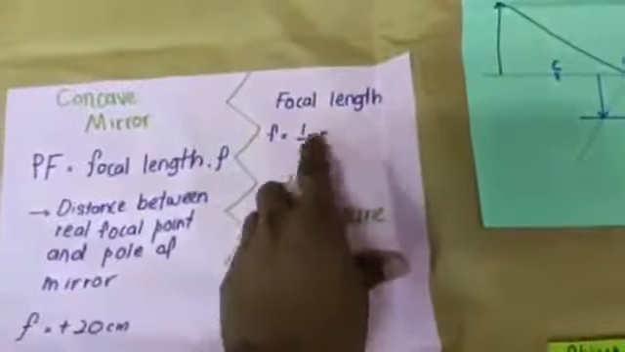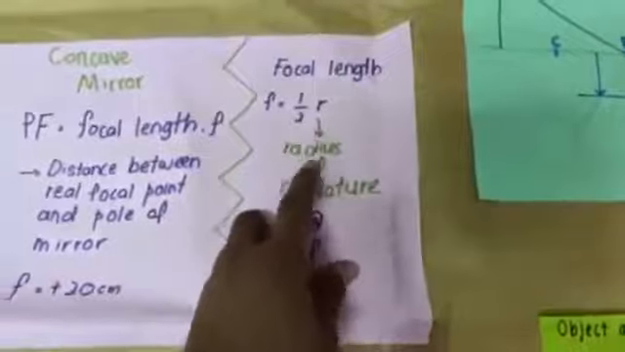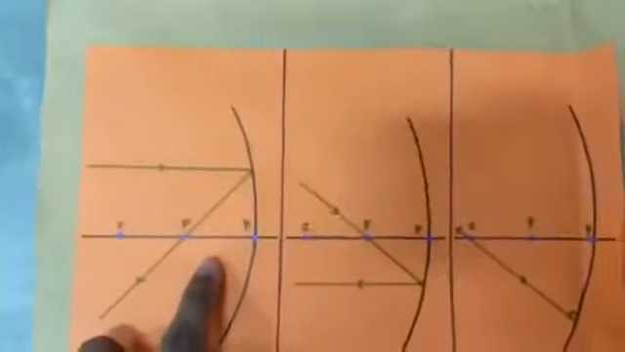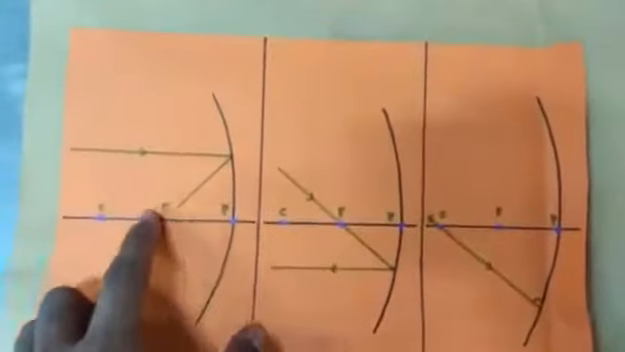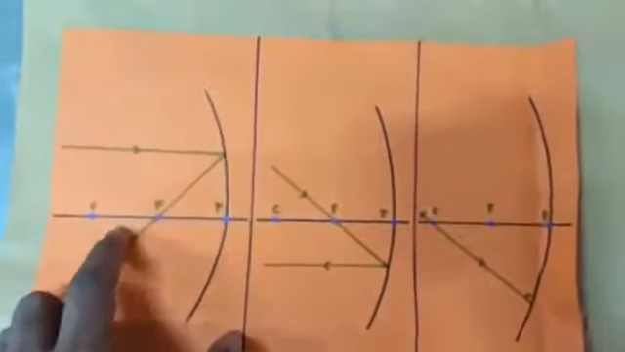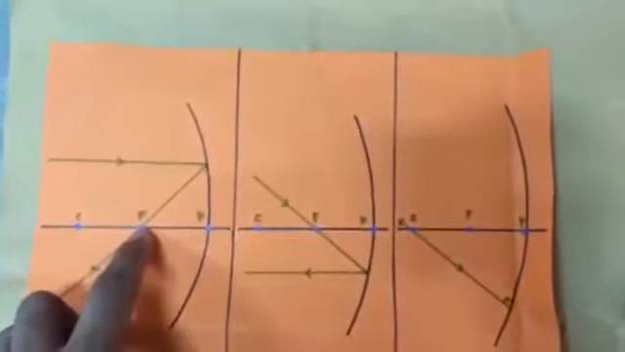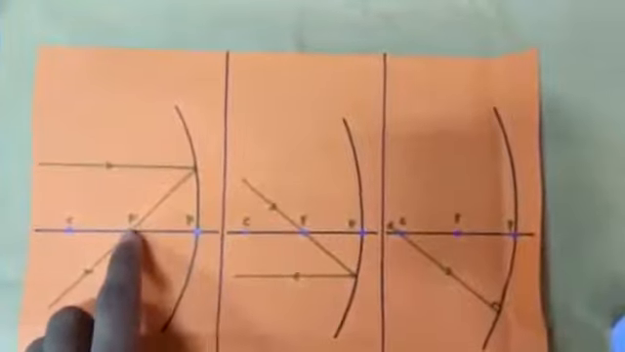The formula to get the focal length is F equals 1/2 R. Where does the R come from? R is the radius of curvature. From this picture, we can see that this is the center of curvature, and 1/2 R is here, which means halfway to the center of curvature is the focal point, and the focal length is the distance between the pole of the mirror and the focal point.